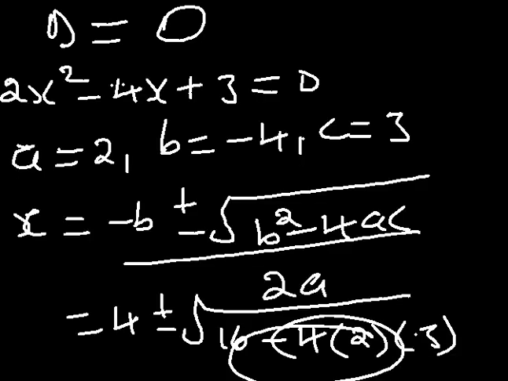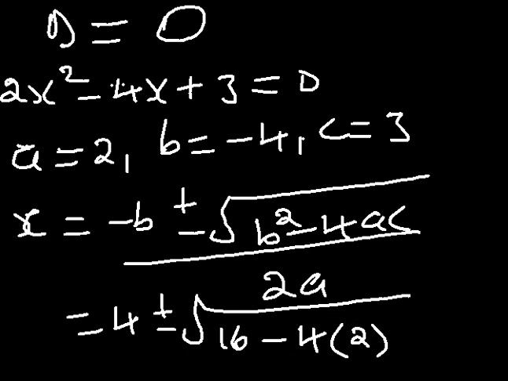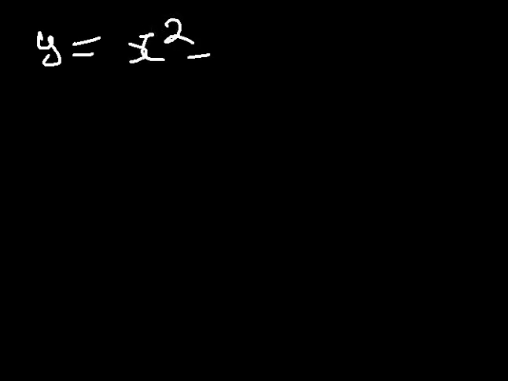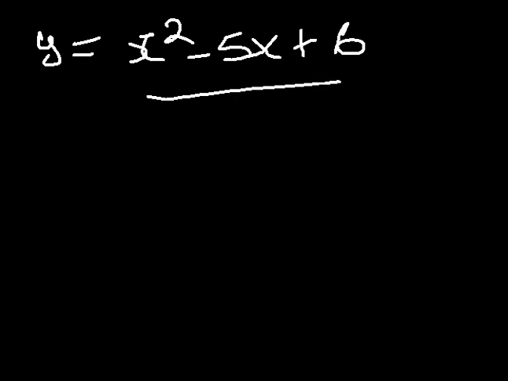Next, let's see how we can find the y-intercept as well as the x-intercept, if there are any. We have the function given as y is equal to x squared minus 5x plus 6, divided by 2x squared minus 4x plus 3.